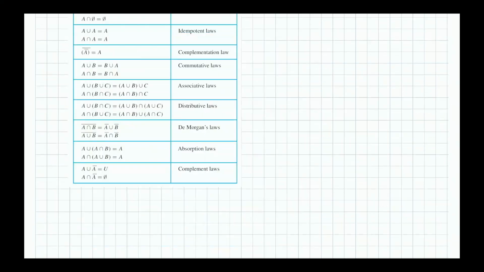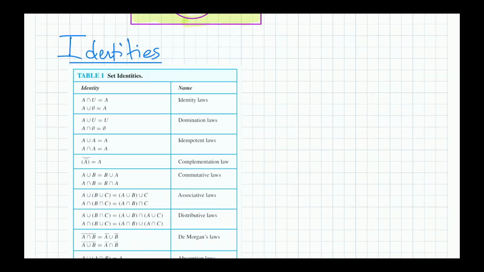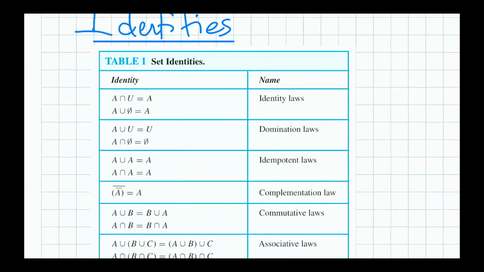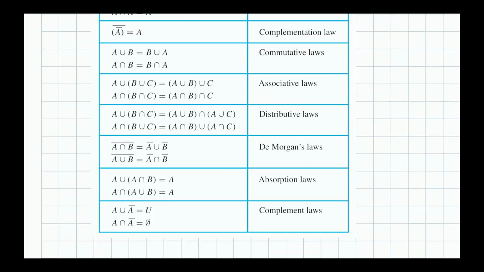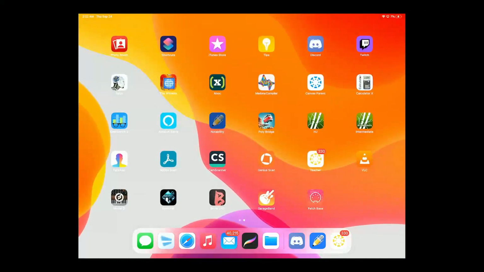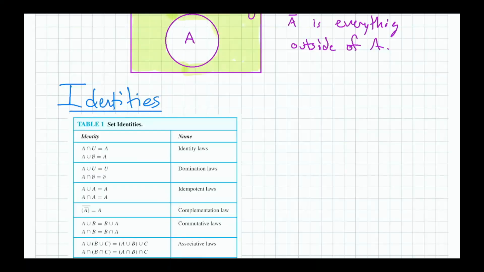So what are these? They are just relationships that those rules that we just saw follow. And most of these are going to be very, very basic. They're almost so basic that you can't even prove them. You can, but they're so basic that they're hard to prove because you don't even know what to write.